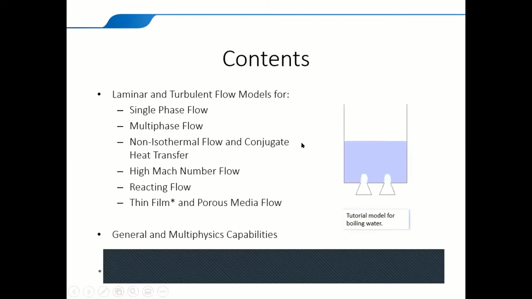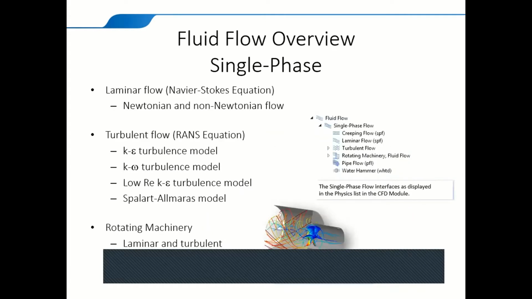Other than that, you can combine with other multiphysics or other interfaces using the rest of the multiphysics capabilities we have in COMSOL. As for the laminar flow, we have Newtonian and non-Newtonian flow. For the turbulent flow, we have k-epsilon, k-omega, low Reynolds number k-epsilon turbulent model, and so on. And we also have moving machinery or mixers or rotating machinery you can use in the CFD module.